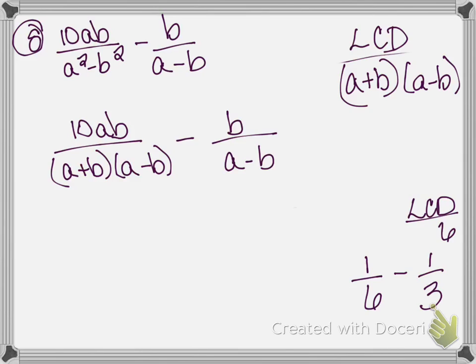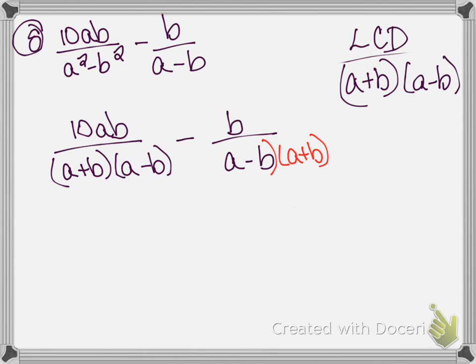Okay? With 1/6, do I have to do anything to it? No, because I already have it in terms of my LCD. Now, the negative 1/3 would have to be multiplied by 2 over 2. But my first one is fine. My second one, what is it missing? A plus B. So I'm going to multiply my denominator times A plus B. If I multiply my denominator times A plus B, what do I have to do to my numerator? Multiply by A plus B.